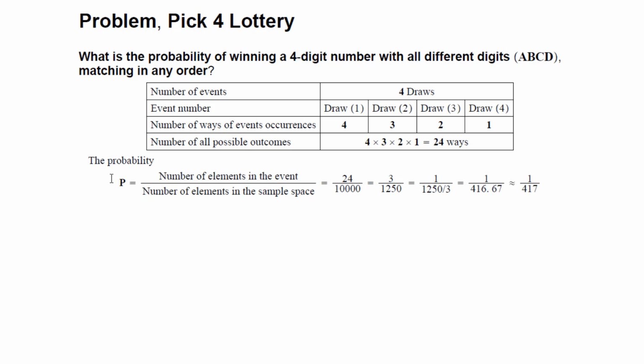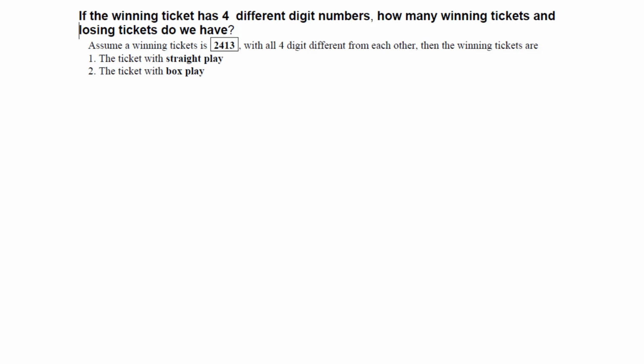Now, what is the probability of this 24 box play? The number of possible outcomes of the event is 24, divided by the number of elements in the sample space, which is 10,000, and we get around a chance in 417 trials.